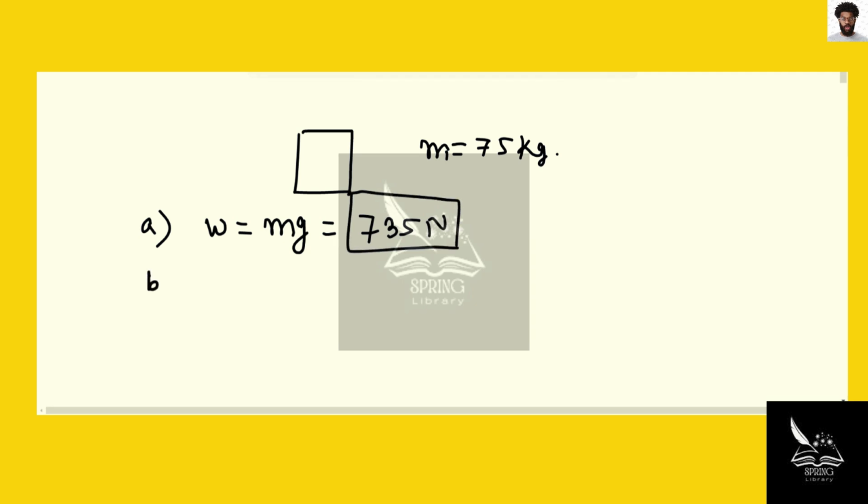And in the next two cases, we have to figure out the weight of this person in the elevator if the elevator is moving up and coming down at a constant speed of 3 meters per second. As we know, if the speed is constant, the acceleration will be zero. And in the two cases, the only forces acting on the person are the weight and the normal force. Hence, the weight of the person in this case will be 735 newtons.